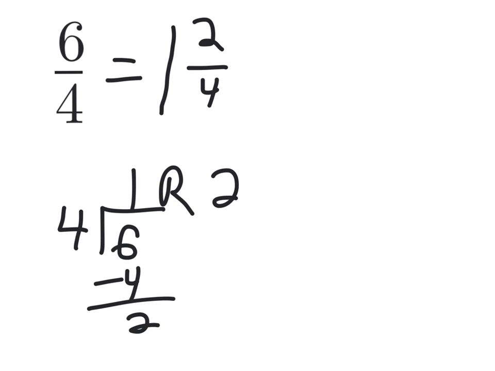Now we're going to keep our whole number 1 the same no matter what, but we can reduce the 2/4 because 2 and 4 can both be divided by 2. And so keeping the whole number part, 2 divided by 2 is 1. 4 divided by 2 is 2. So 1 and 2/4 is the same as 1 1/2. 6/4 is the same as 1 1/2.